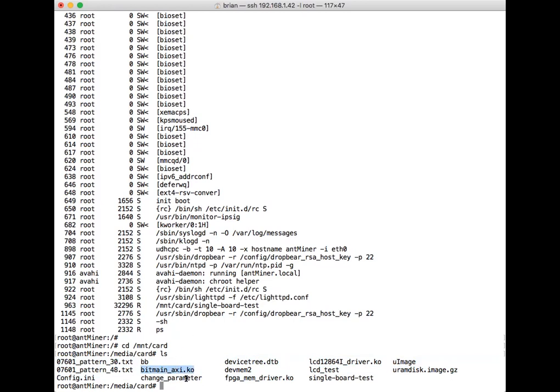They have a script called change parameter. I don't think you need to use that. So anyway, I want to show a couple things, but there's single board tests, and that's what's running now. And the problem is it's running now, so how do you get it to run in a different way?